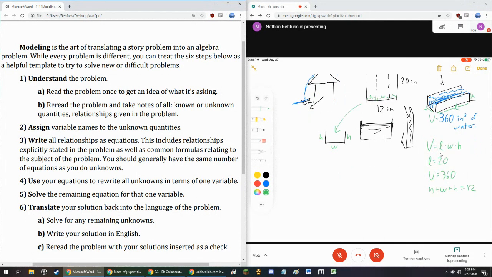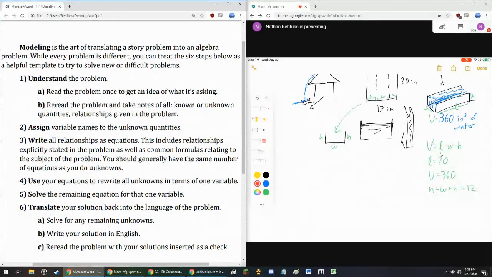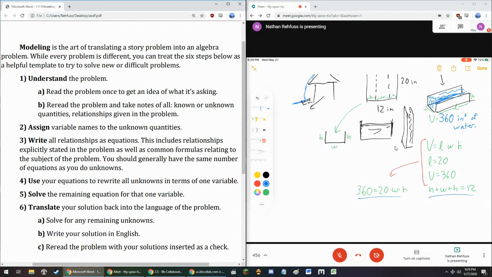I'm going to merge these first three right away. Do a little substitution here. V equals LWH. Well, V is 360. 360 equals 20 WH. That's a lot better. Now my unknowns are width and height, and I've got two equations in two variables. You see, somehow the number of unknowns and the number of relationships are conserved. I turned three relationships into one, and at the same time, I went from four unknowns to two. So 4 and 4 is kind of the same situation as 2 and 2, if that makes sense.